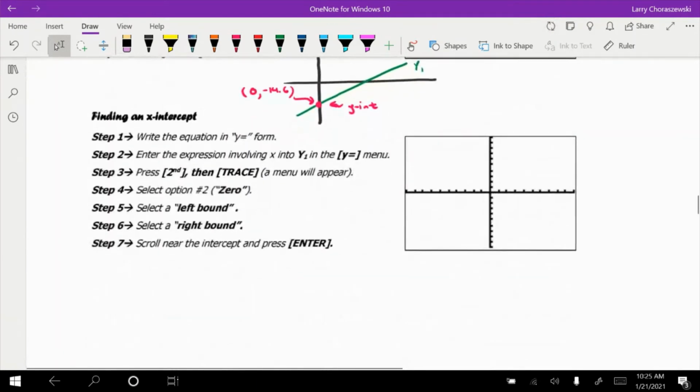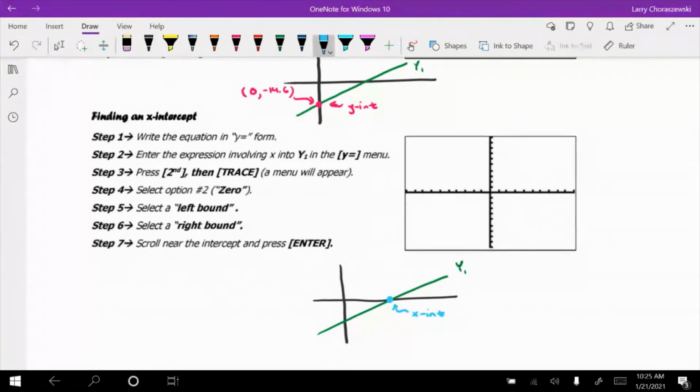Finding an X-intercept is a little bit more involved, but we tend to get more practice with it than finding the Y-intercept because it's one of the skills that we use for solving equations. So I'm going to sketch out our graph again. It's Y1. This time, we want the calculator to help us find this point, which is an X-intercept. So let me go back to my calculator and show you how you can do that.